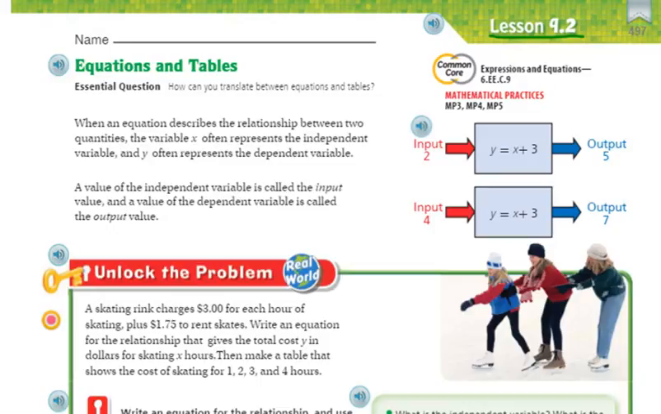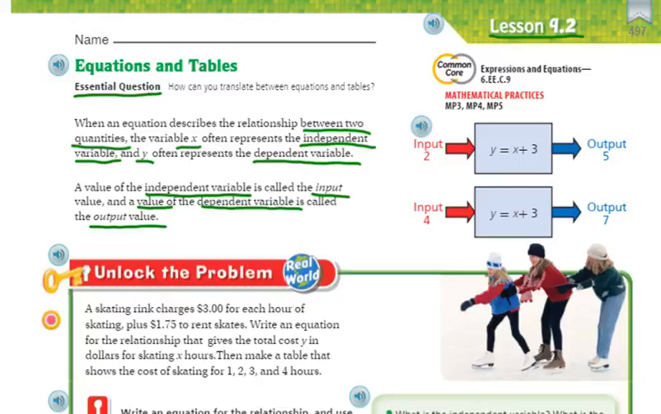Today we're working on lesson 9.2, equations and tables. The essential question is: how can you translate between equations and tables? When an equation describes the relationship between two quantities, the variable x often represents the independent variable, and y often represents the dependent variable. A value of the independent variable is called the input value, and a value of the dependent variable is called the output value.